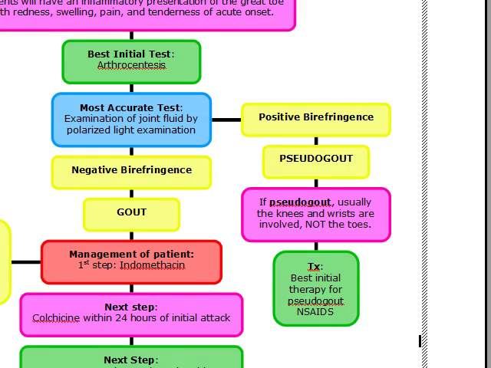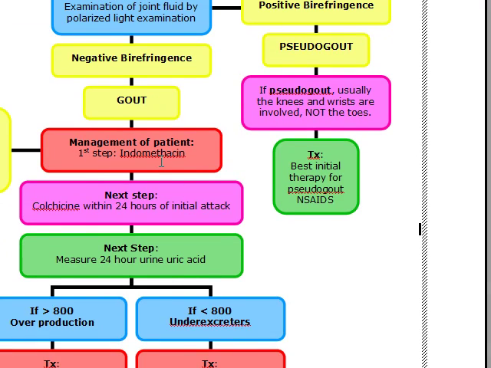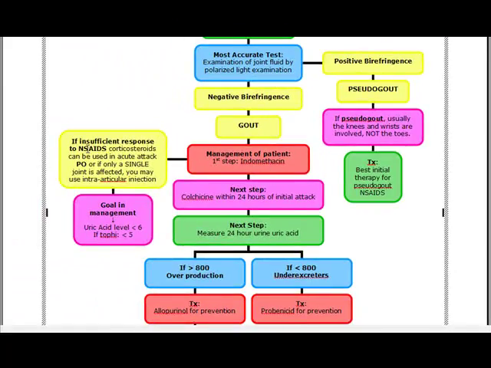What are we going to do first? We're going to give him an NSAID. The best drug is indomethacin. If there's an insufficient response to NSAID, we're going to give PO corticosteroids. And if a single joint is affected, we can give intra-articular corticosteroids.